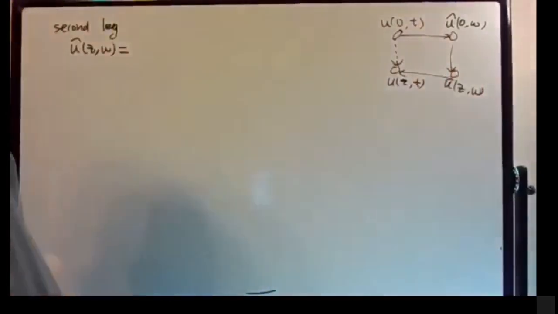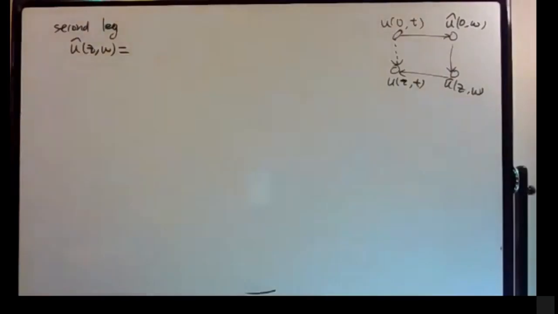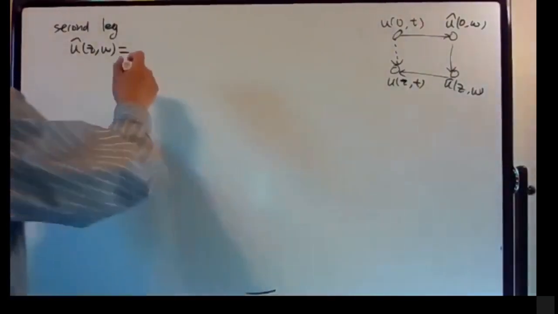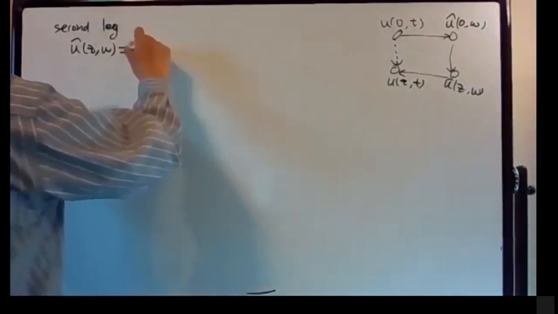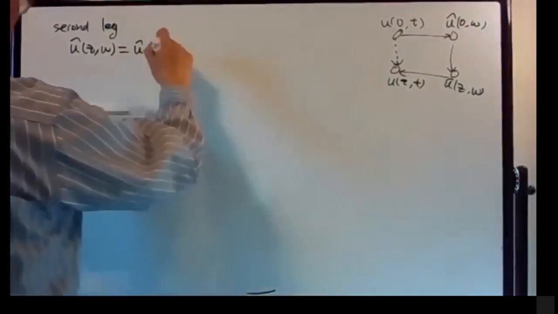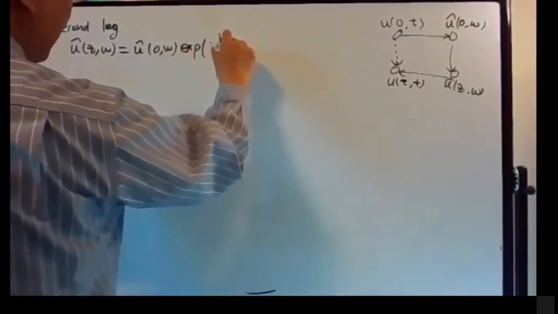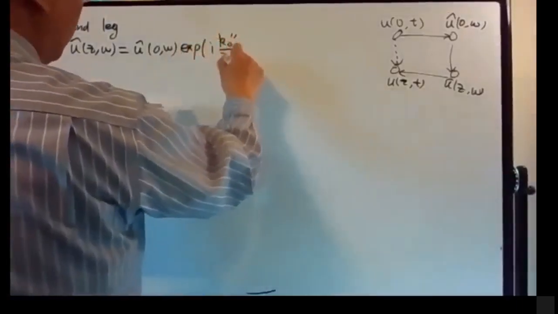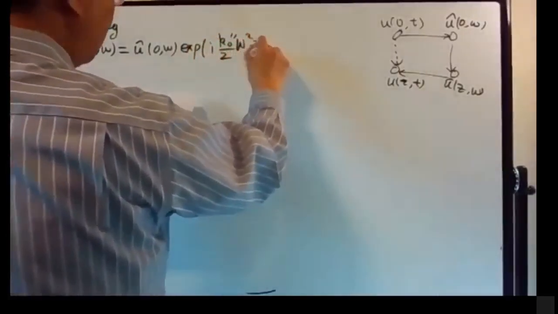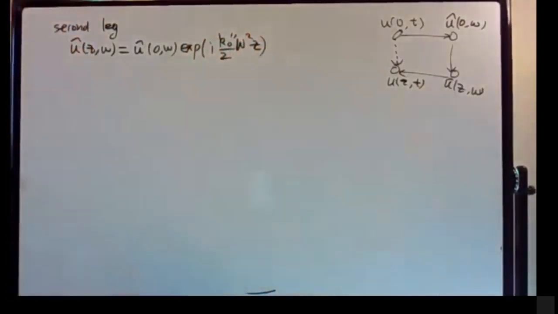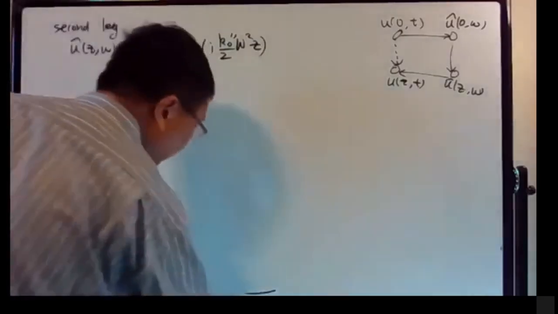So U, right? Z omega hat. And in this case, it will be equal to U hat 0 omega times exponential i K naught double prime over 2 omega squared Z, right?